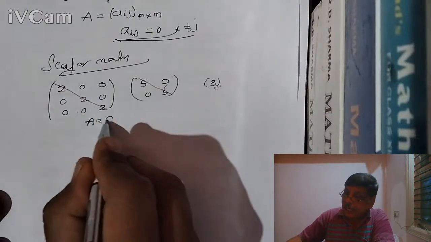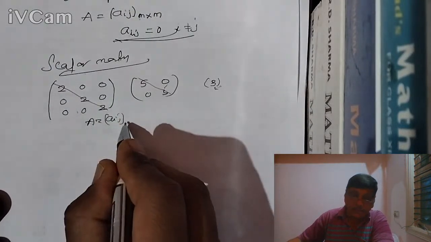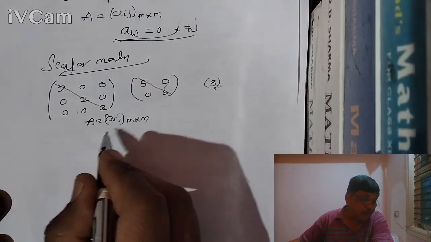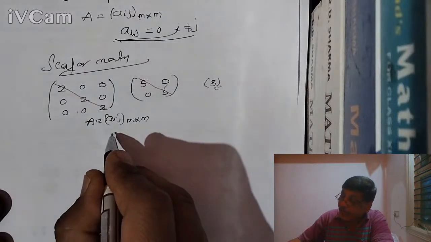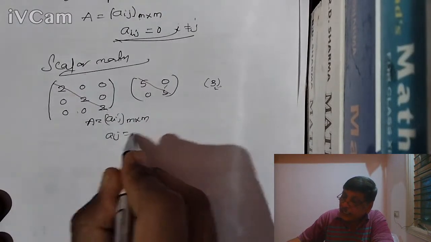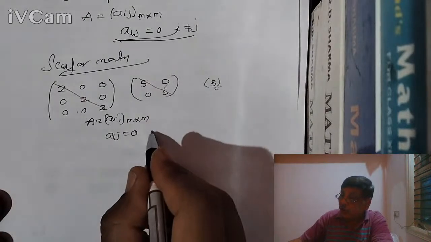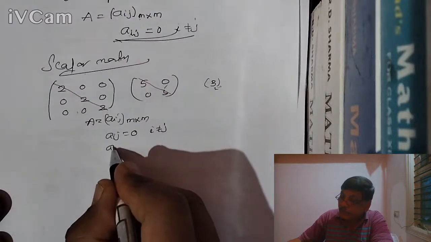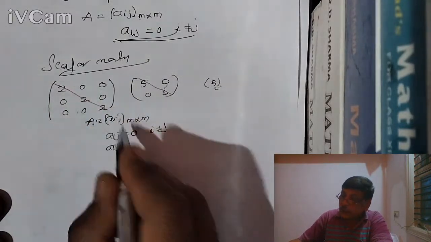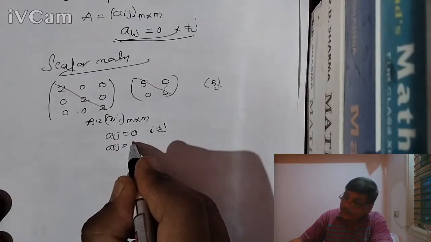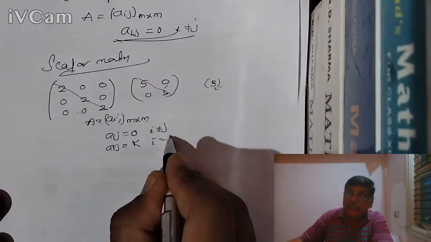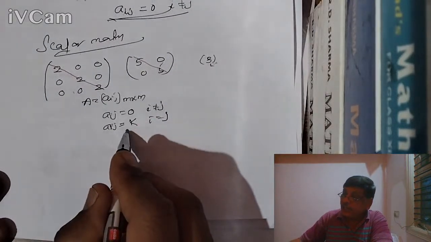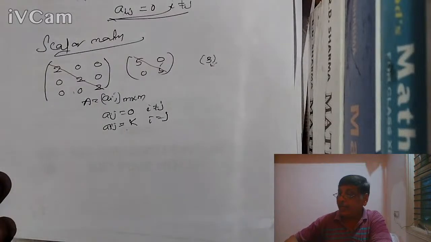Let A equal Aij. First of all, it should be a square matrix. It is a scalar matrix when Aij equals 0 for non-diagonal elements. Non-diagonal means the suffixes are different. Next, Aij is always the same value, I write it as K, when i is equal to j. This is the general definition of a scalar matrix.